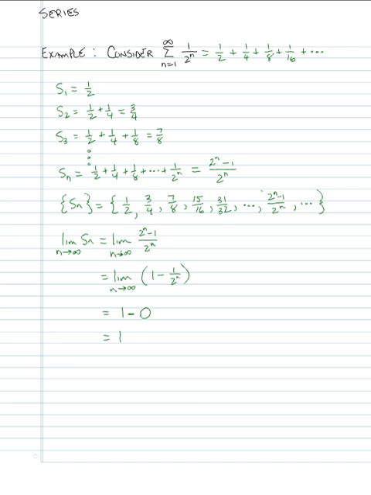So the conclusion is simply this, that the series that we started with, the sum from n equal 1 to infinity of 1 over 2 to the power n, converges and is equal to 1. So the fact that it converges, or we have a finite limit, then we know that the series converges. And the sum is 1.